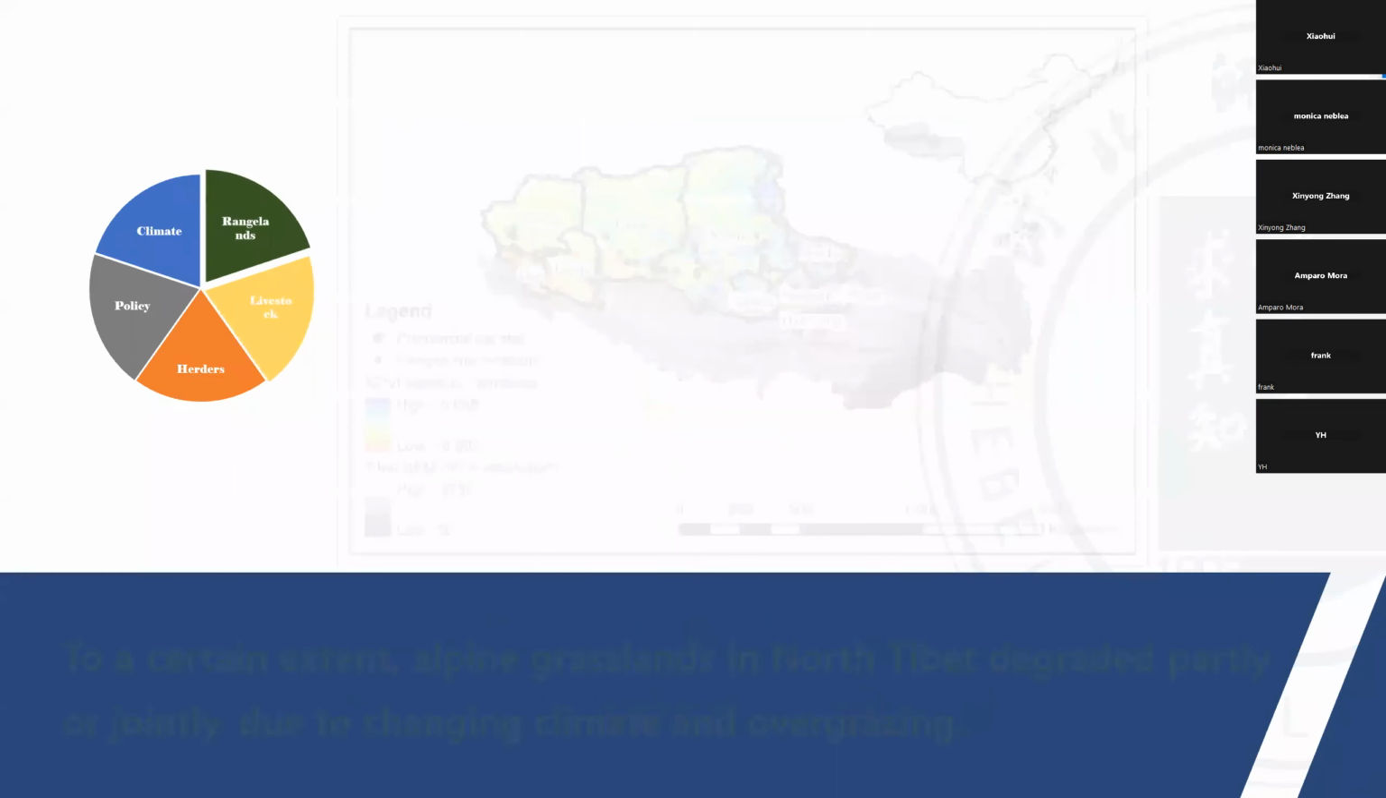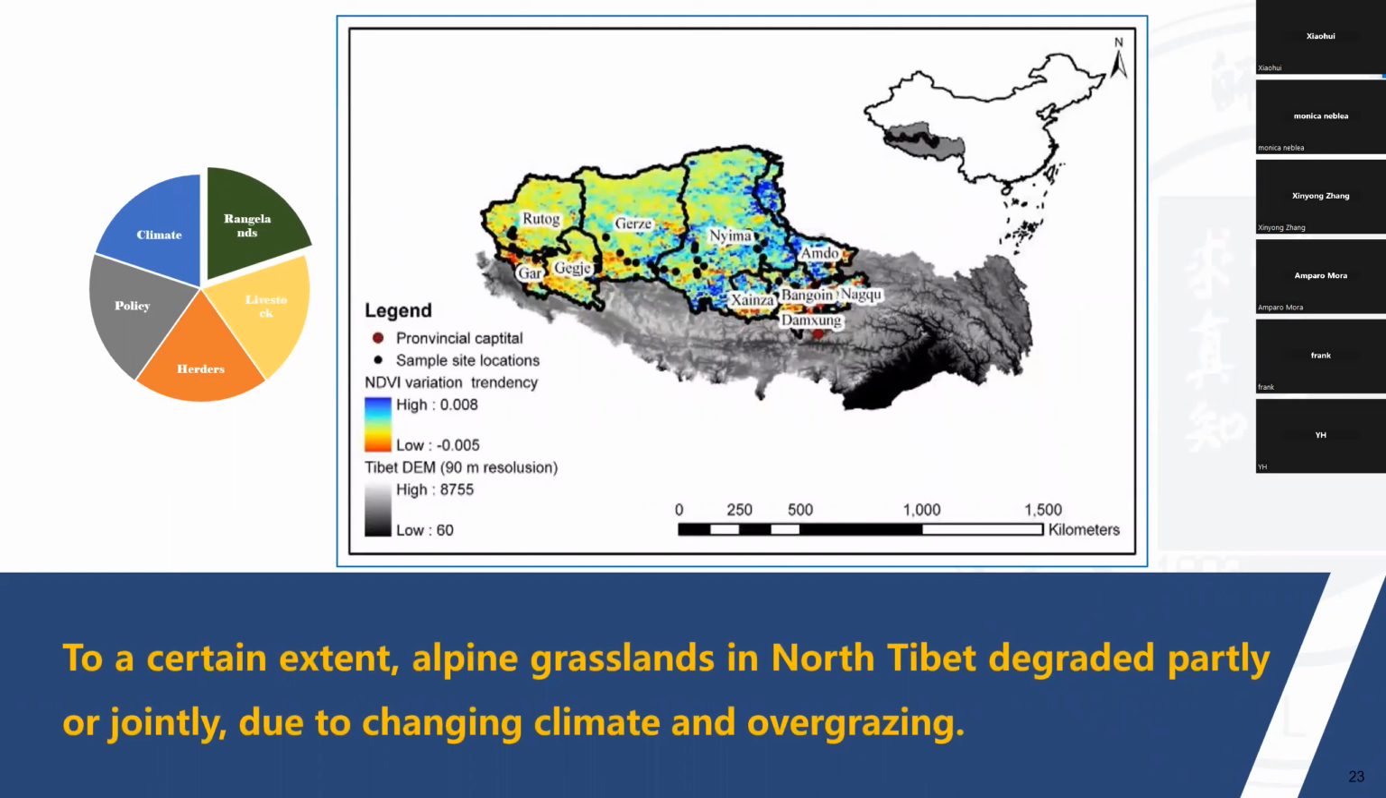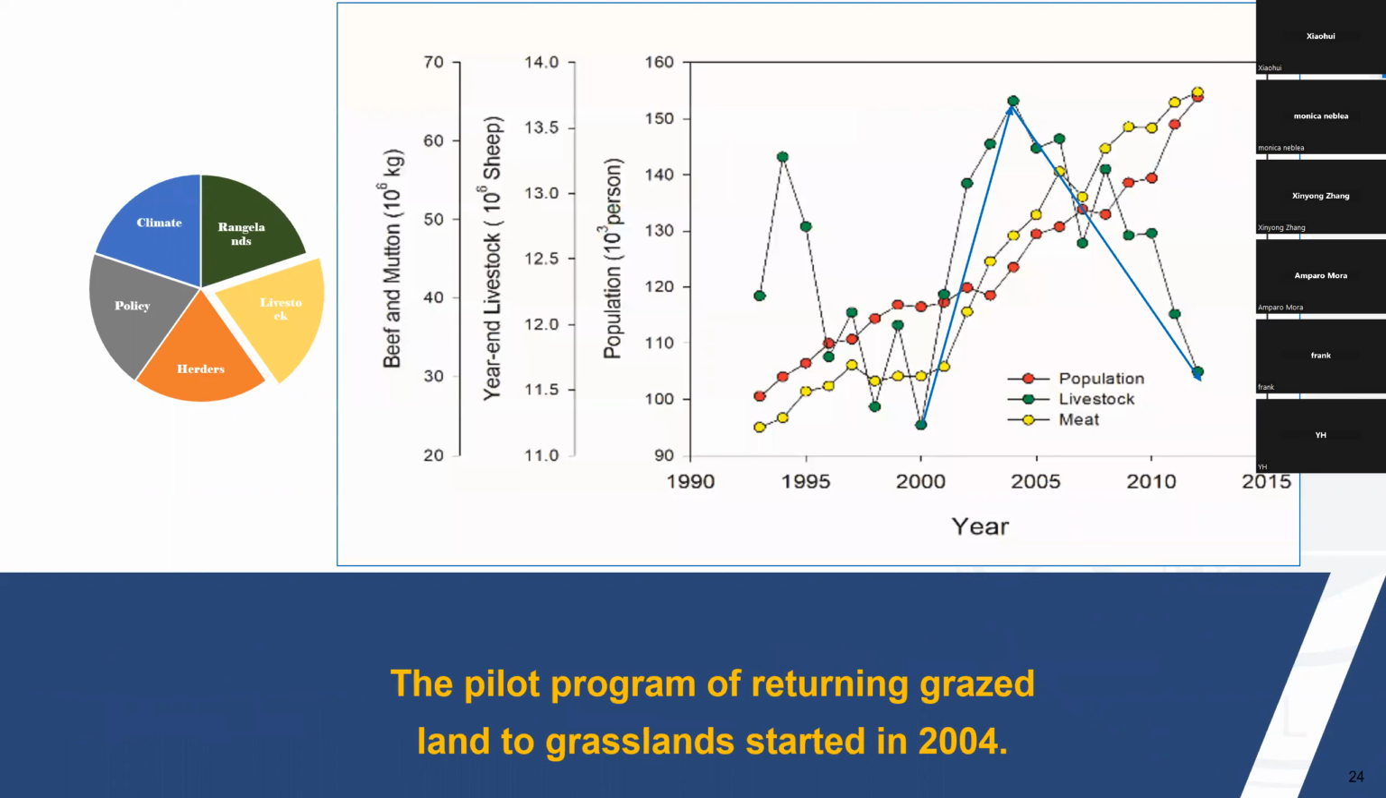So first we wanted to talk about the degradation of alpine grasslands in North Tibet. Some review papers said that alpine grassland in North Tibet has degraded about 10% of the area, partly due to changing climate, warming, or altered rainfall, and overgrazing. So the government wants to restore grasslands. A pilot program for returning grazed land to grassland started in 2004.